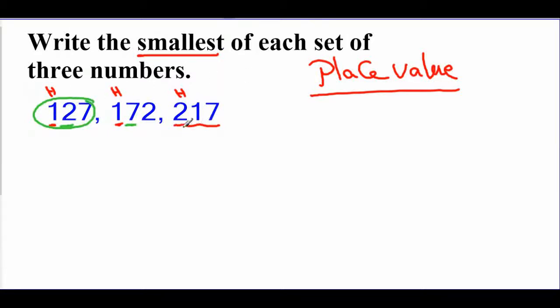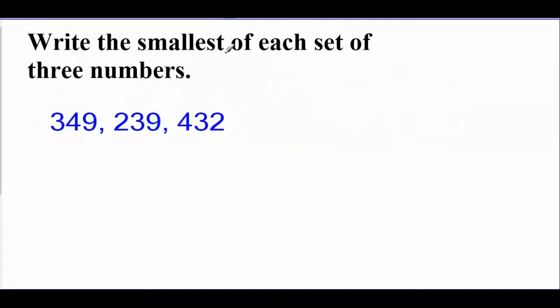So what I learned from this example is to take care of the place value to compare or to find the smallest or greatest numbers. The same strategy here. I want to find the smallest. Let's start by comparing the greatest place value, which is hundreds. 300s, 200s, 400s. Of course, the smallest amount of hundreds here is 200s. So this is the smallest number between these numbers. So 239 is the smallest between these three numbers.